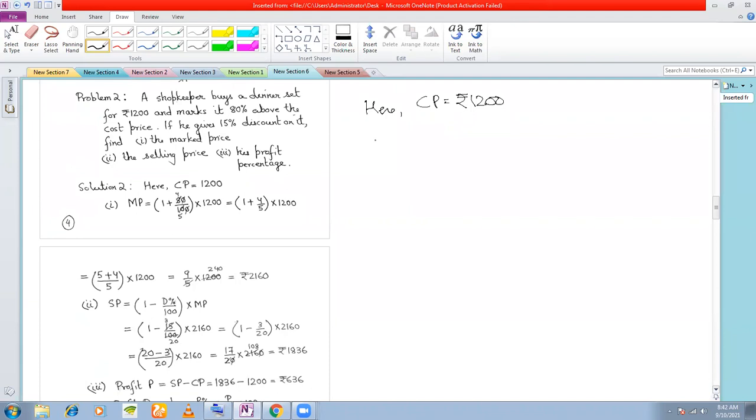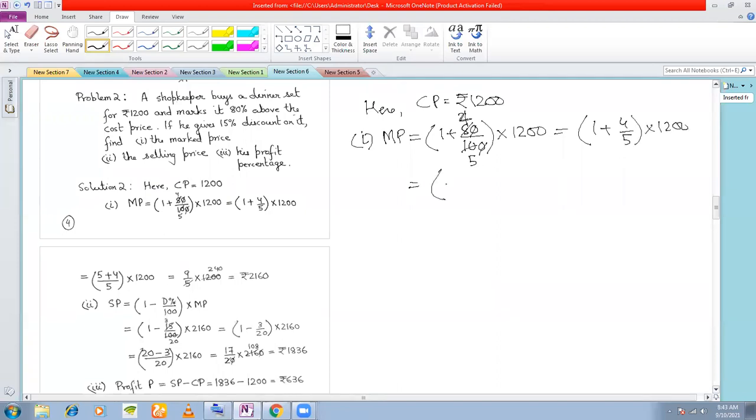So what should be the mark price? He increases the cost price by 80%, right? So how do you increase a certain quantity by X%? 1 plus X by 100 into 1200, isn't it? So increasing the cost price by 80%, this is the mark price. Cancel with 2. So you get 1 plus 4 by 5 into 1200. I take the LCM.